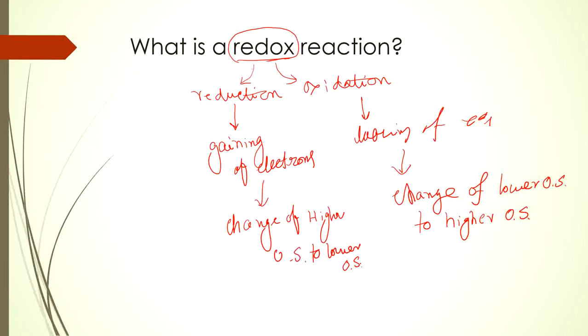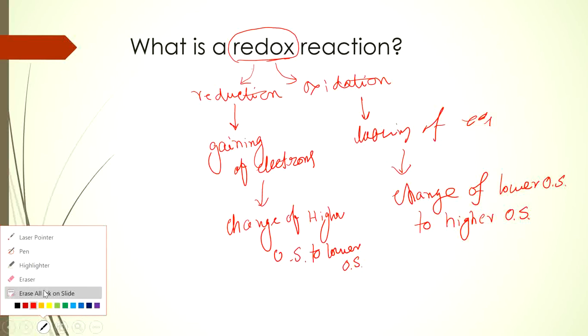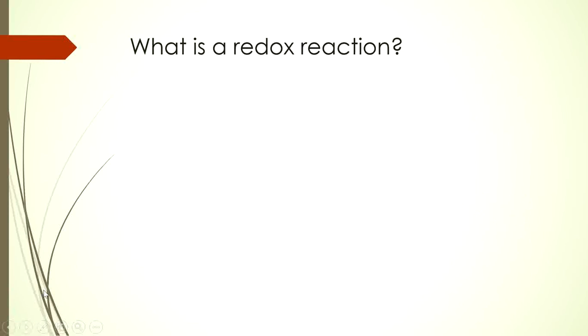So I think the definition of redox reaction is now clear to you. Now we'll move to some examples to have a clearer picture. So basically we are taking an example of a redox reaction. Say for example zinc is reacting with copper sulfate and being converted into zinc sulfate plus copper.